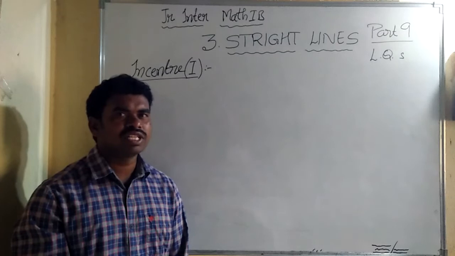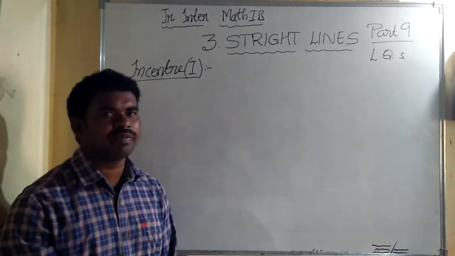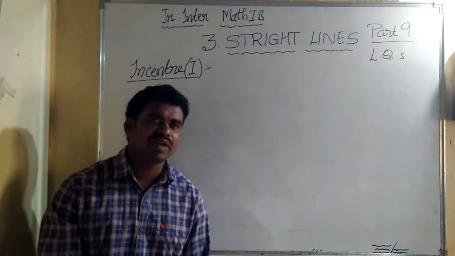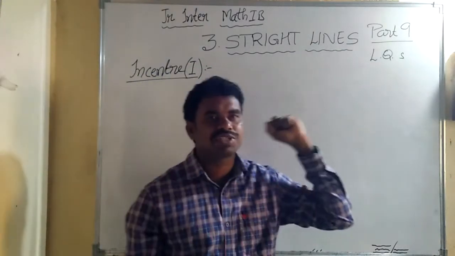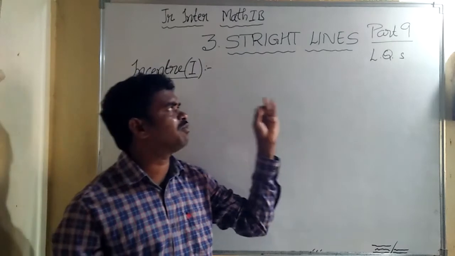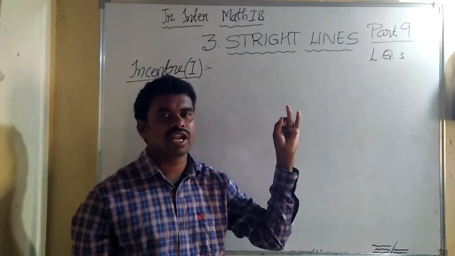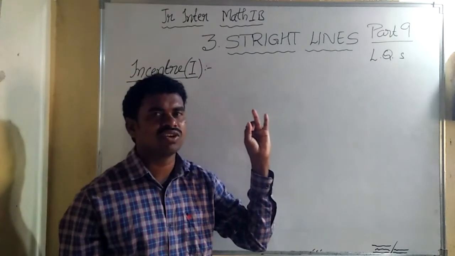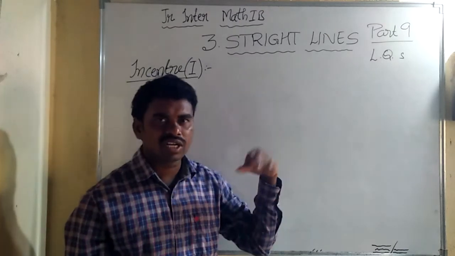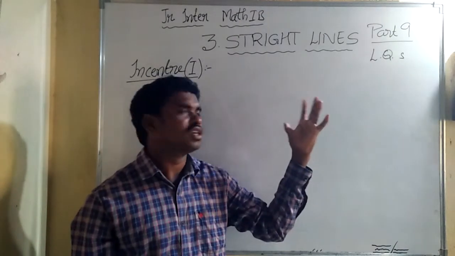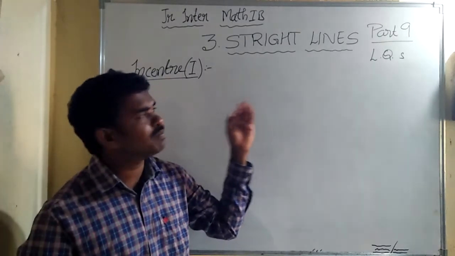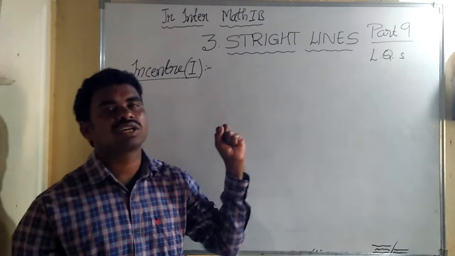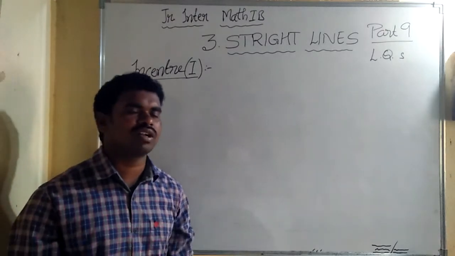Today in this class, we are going to learn about intermediate first year mathematics 1B, third chapter, straight lines, part 9, long questions especially. From part 7, we started long questions. In part 7, we discussed what is circumcenter and the questions based on circumcenter. Important questions also I told. And in part 8, we discussed what is orthocenter and some questions based on orthocenter.